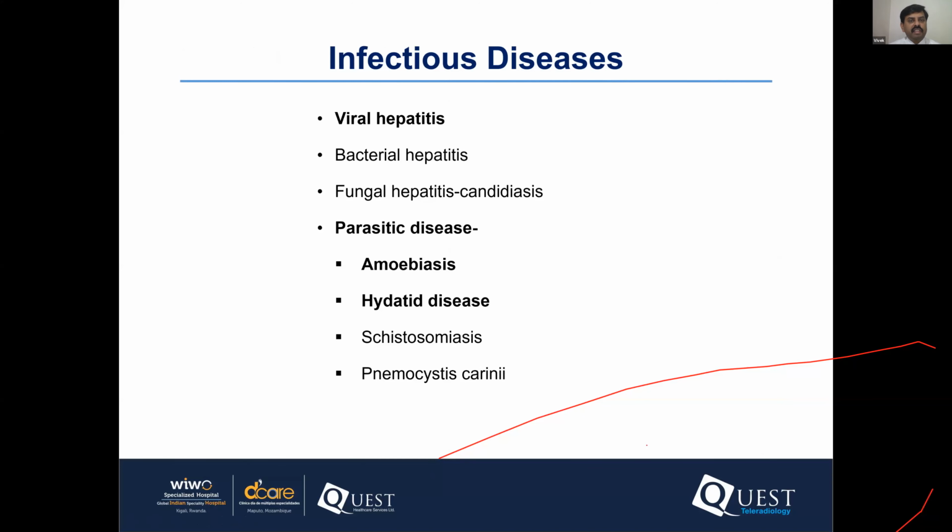Coming to infectious diseases of the liver. Infectious diseases of the liver may be grouped under hepatitis, and hepatitis can be due to many causes like viral, bacterial, fungal, and also there are infections of parasitic origin like amoebiasis and hydatid disease and so forth.